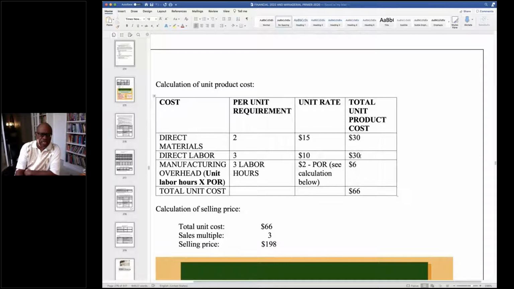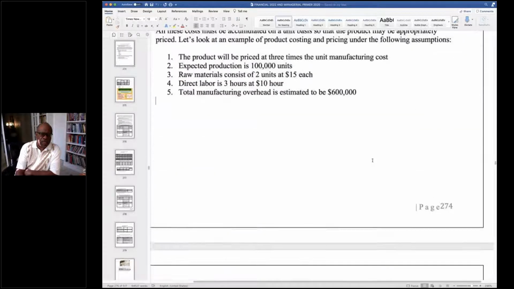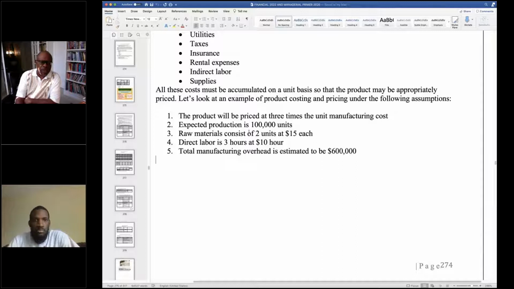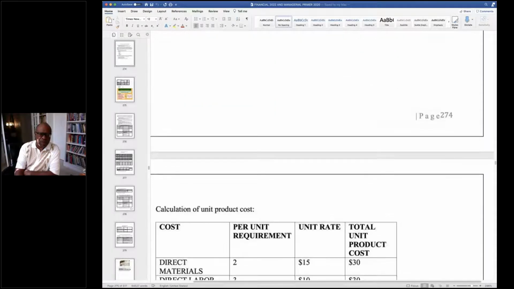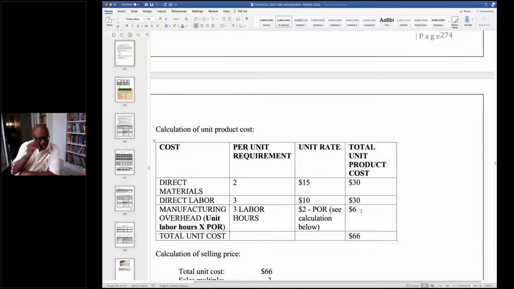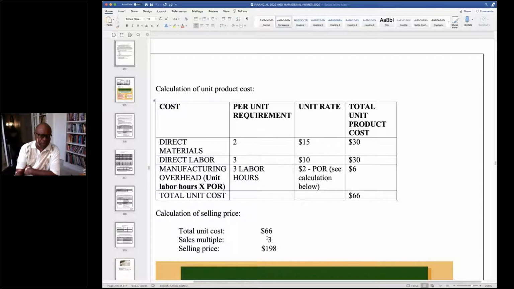And then we said that if the overhead was 600,000, and we were making 100,000 units, in actuality, 600,000 spread over 100,000 units, that's going to be $6. But because we've got to make journal entries and we've got to allocate it based on what's happening, we may not make 100,000 units. We use labor hours and a predetermined overhead rate to get that allocation of 6. So once we have a cost, if that selling price multiple is 3, then the selling price is 198.